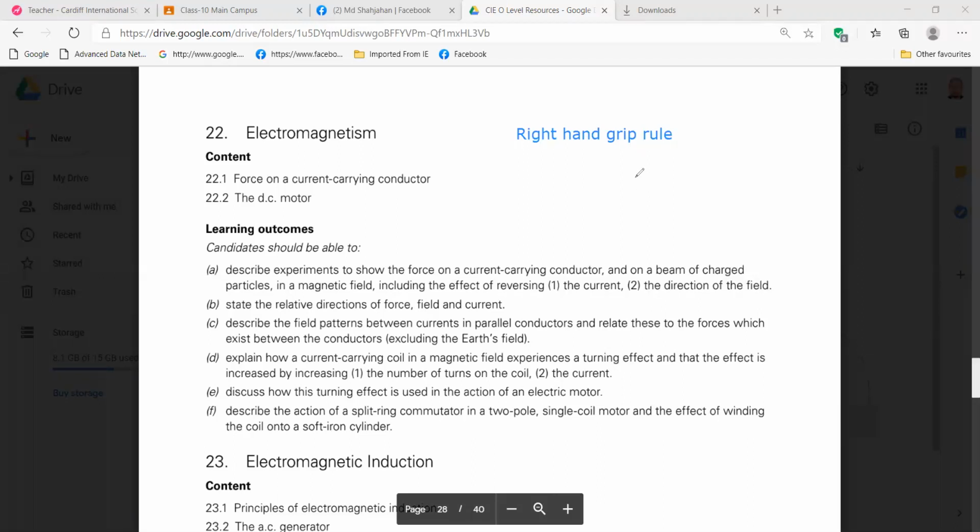With the right hand grip rule we used to get the idea that if there is a conductor, this is a copper wire, and through this copper wire we are having current. Current we are representing with I, and the current direction is going upwards. In this case we are getting a magnetic field around this wire. Circular magnetic fields we are getting this way.